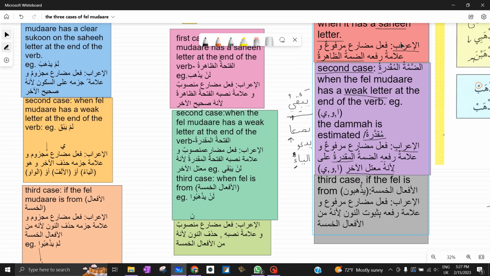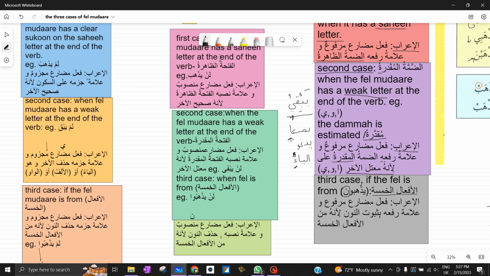Now the third case, we did one where the dhamma is zahira. We did the second case where dhamma is muqaddara. And now the third, if the fail is from afalul khamsa. Here, if the fail is from afalul khamsa, means the five fail mudare that carry noon at the end. Yadhabuna, for example, we have taken noon, yadhabuna. It is a simple verb used every time, so that's why I've taken yadhabuna. You can take any other fail.